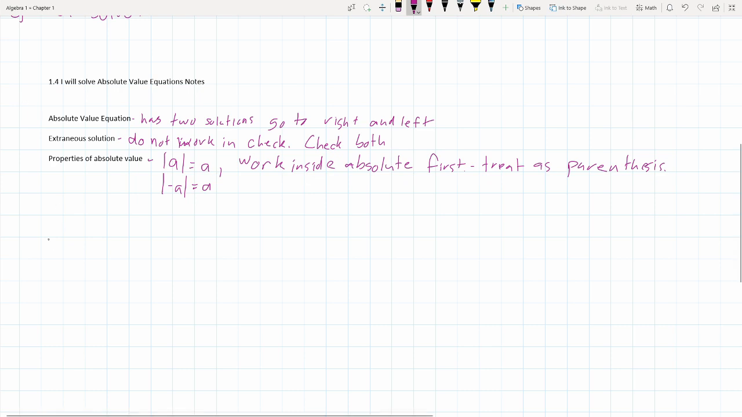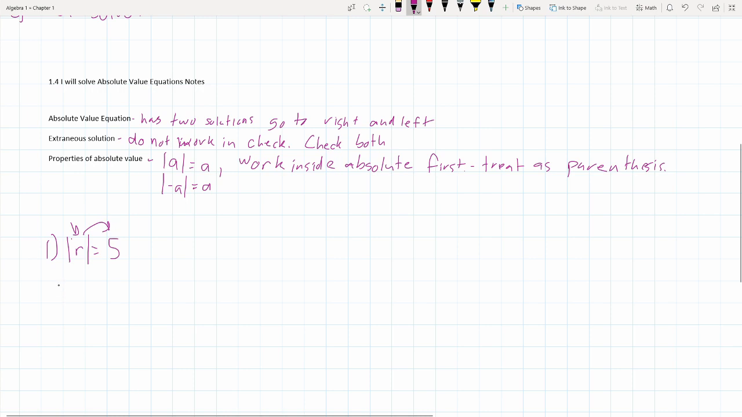Let's do a couple examples. Number one says the absolute value of R equals 5. The way that I approach it is I look at this and I say, what do I want on the inside of this, not necessarily for R, but just in general? What number would I want inside these parentheses to make 5? And the answer is positive 5 and negative 5.